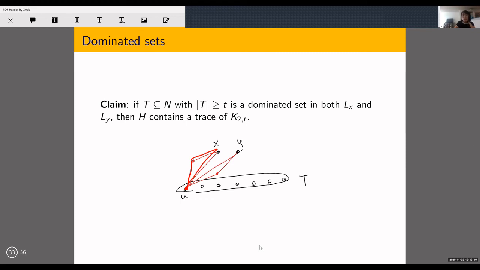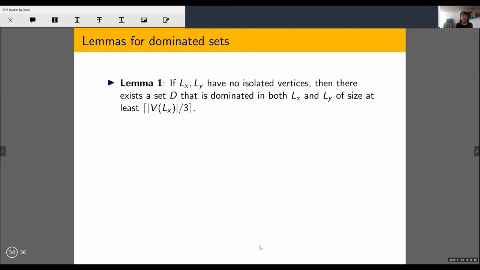Okay, so that's the point of the dominated sets. They help us find these traces, because the only thing we're trying to avoid is if we have an edge which intersects multiple vertices in this set T. Okay, so now what we want to do is show the existence of large dominated sets in both L of X and L of Y.